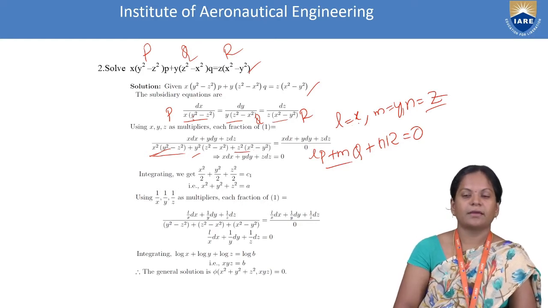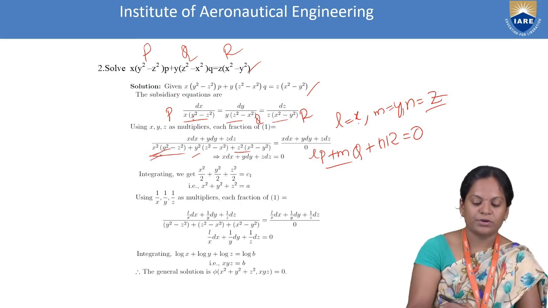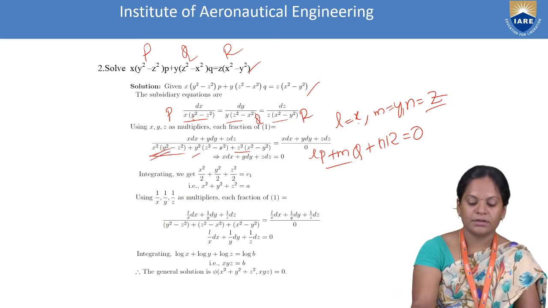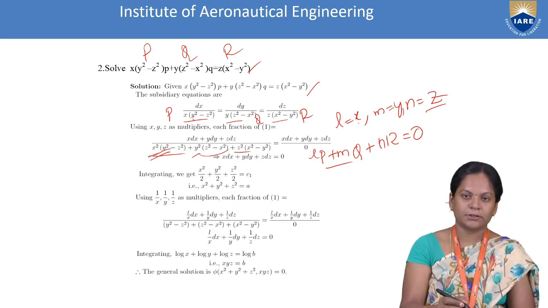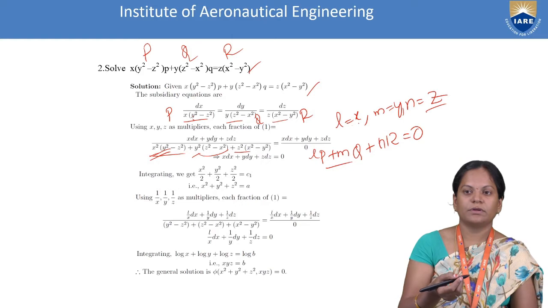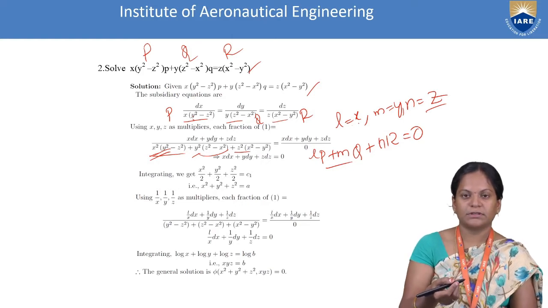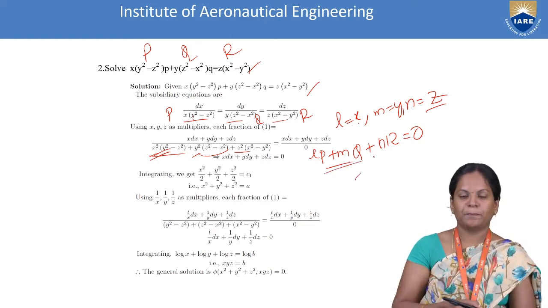So if we take LP plus MQ plus NR, we have x square into y square here, another one is x square into y square here with minus and plus. So similarly, all the terms will get cancelled. So the denominator becomes 0. That is nothing but LP plus MQ plus NR value equal to 0.